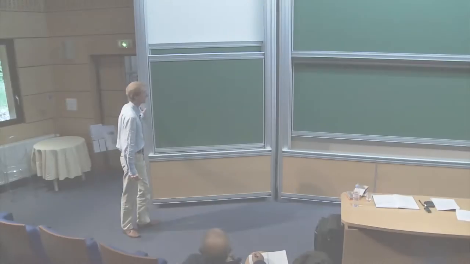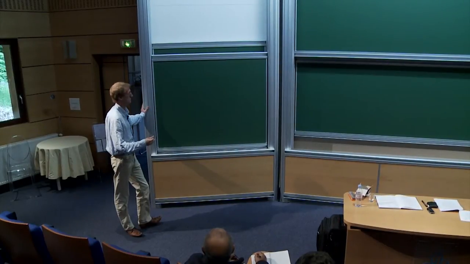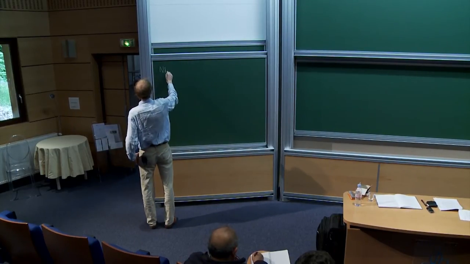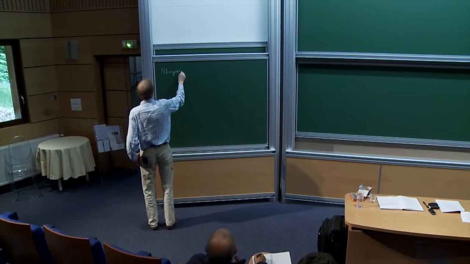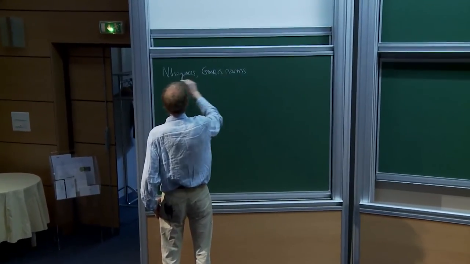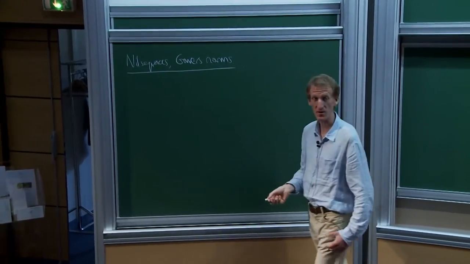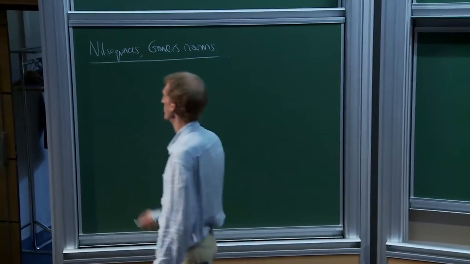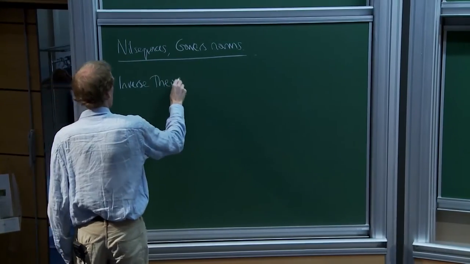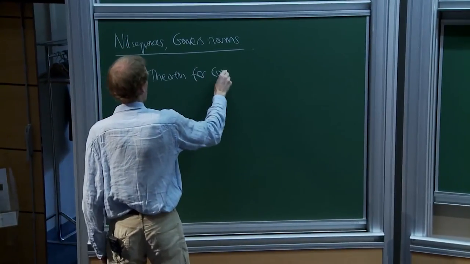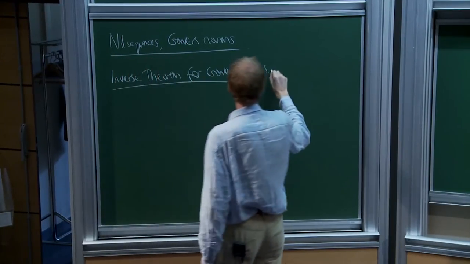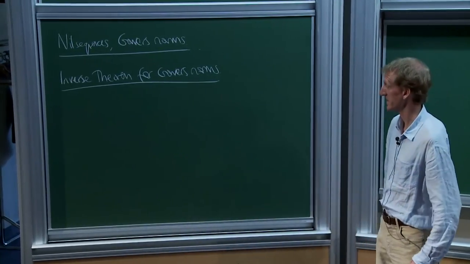So maybe what I will do is just, first of all, recall some of what I said in the first two lectures. So we talked about nilsequences and Gowers norms. And at the end of last time, I stated the inverse theorem for the Gowers norms. So let me just state that again.